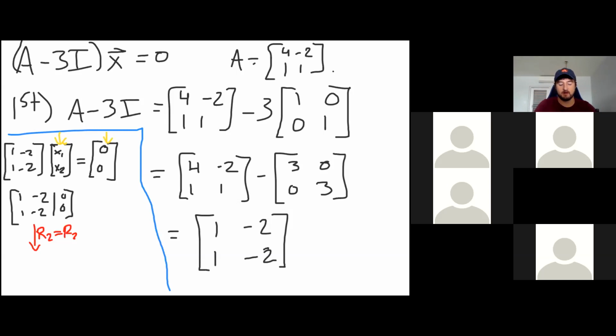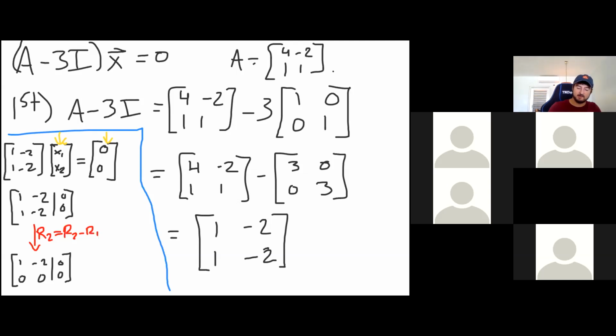All right, so then what's that row operation? Because I want to reduce this matrix down to as close to the identity matrix as I can, to get into my reduced row echelon form. So what should I do? Row 2 is equal to row 2 minus row 1. Yeah, minus row 1. And this will leave me with 1, negative 2, 0, 0.